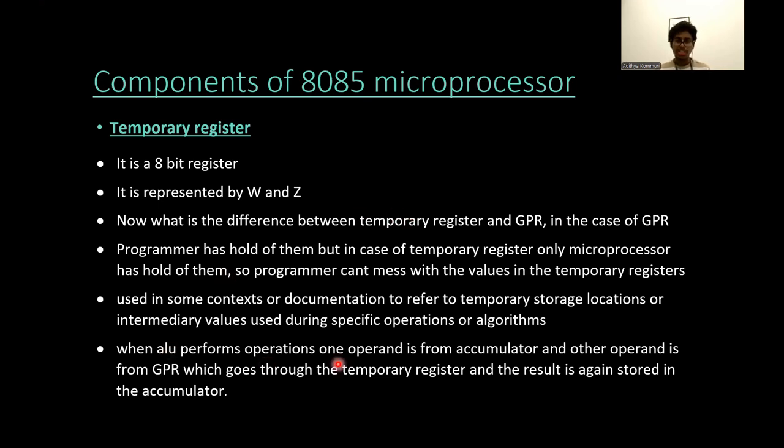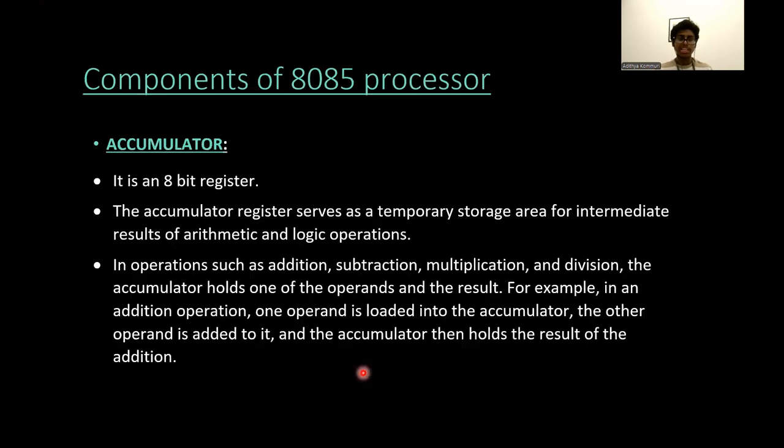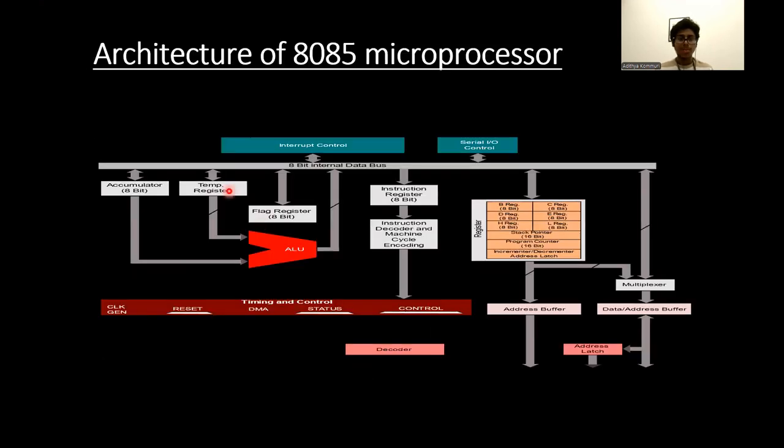When an ALU operation is performed, one operand is stored in the accumulator, and the other operand is stored in a GPR, which is later transferred to the temporary register. And we know that the temporary register is connected to the ALU. So one operand goes to the ALU, and from the accumulator, another operand goes into the ALU where the operation is performed, and the result is again stored in the accumulator.